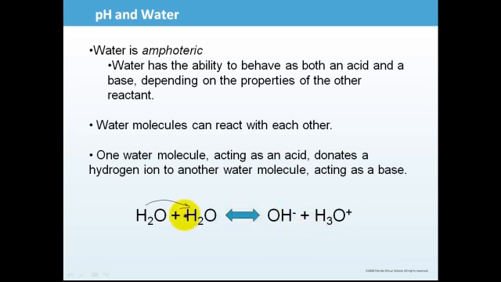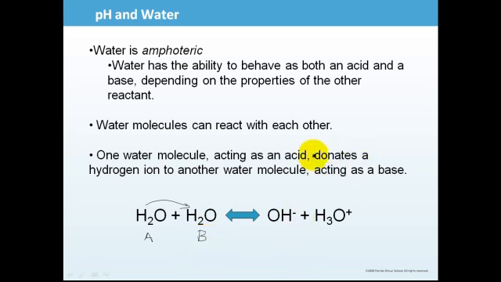Now, going back to our definitions in lesson 7.2, the first water in this case, the way we drew it up, donated hydrogen to the second one. So the first water here was acting as the acid, the second water was acting as the base.